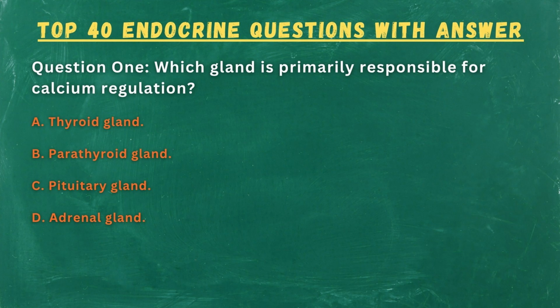Question 1. Which gland is primarily responsible for calcium regulation? A. Thyroid gland. B. Parathyroid gland. C. Pituitary gland. D. Adrenal gland. Answer: B. Parathyroid gland.